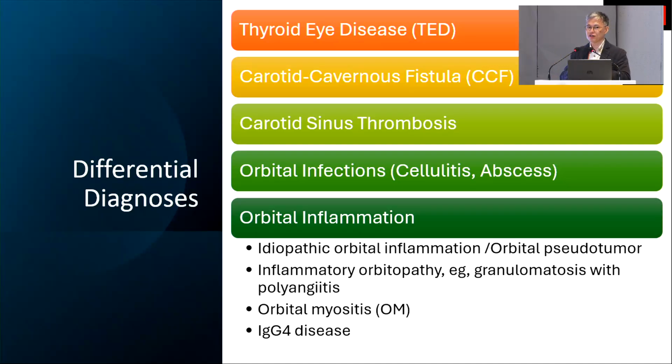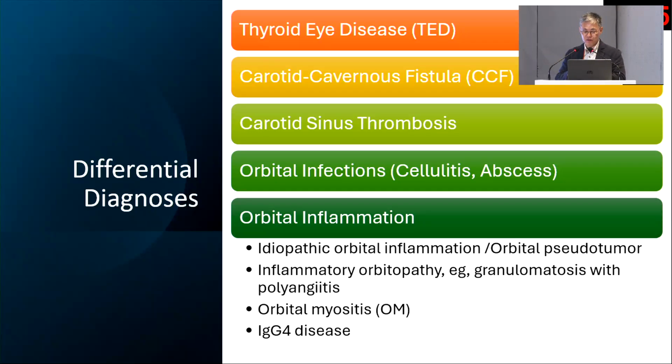Thyroid eye disease, you've heard it mentioned a couple of times this morning already, is pretty common. And they do have red eye. You heard a brief mention of carotid cavernous fistula, and we'll speak a bit more about that later. There's this entity called cavernous sinus thrombosis, which we all fear to see because it usually means the patient is very sick.